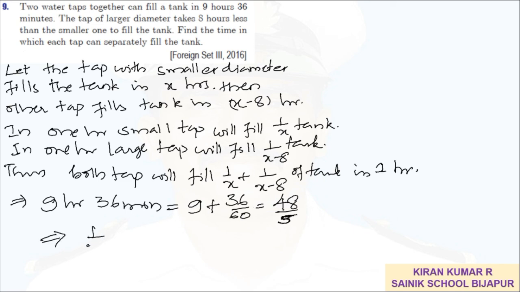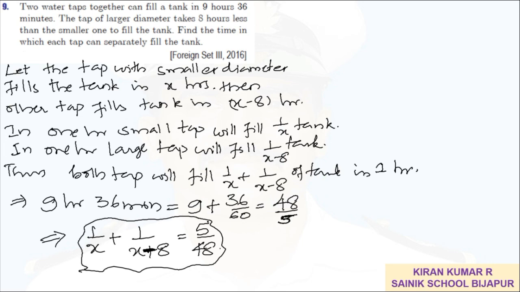This implies the equation would become 1 by x plus 1 by x minus 8 equal to, the reciprocal, 5 by 48. This equation we need to simplify. I'll leave it for you to try, and let me give you the answer. You must get it as 24 hours.